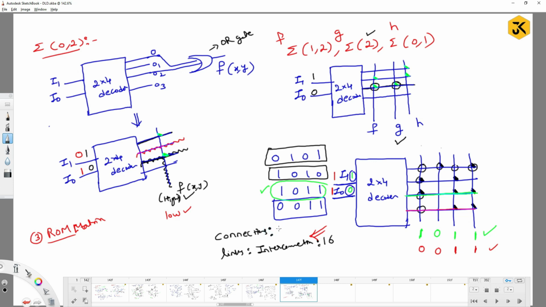And how many connections are there? Connections means the number of inputs and the number of outputs. So what are the inputs? The inputs are 4 lines, and the total outputs are 4. So in total you are going to get 8 connections.